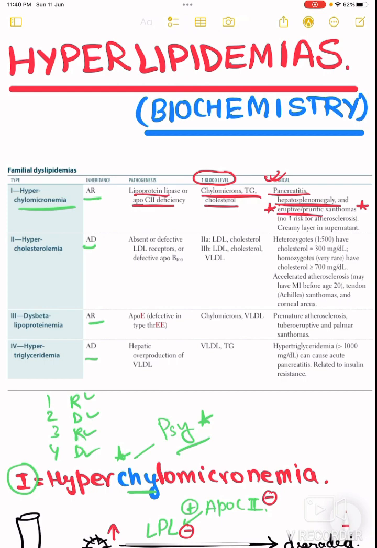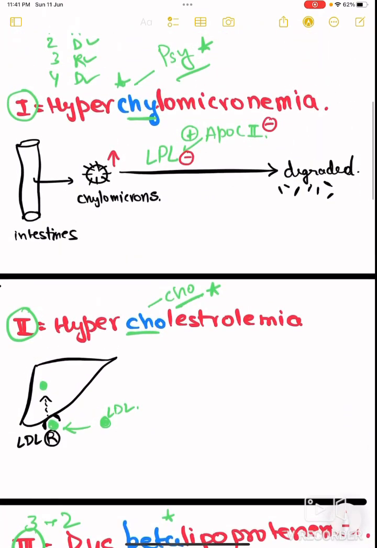If they give you Achilles tendon xanthomas or corneal arcus, it is type 2. Or if they have given you tuberoeruptive or palmar xanthomas, it is type 3. Or if they have given triglycerides more than 1000, which is causing pancreatitis and also insulin resistance, then it is type 4. So these are keywords, you have to look for them. Now coming to type 2, we have done type 1. We all know it is hypercholesterolemia, psi co. Psi means 1 and co means 2.